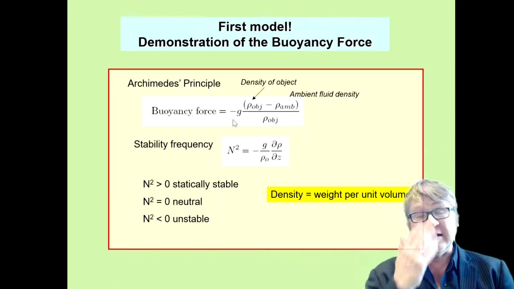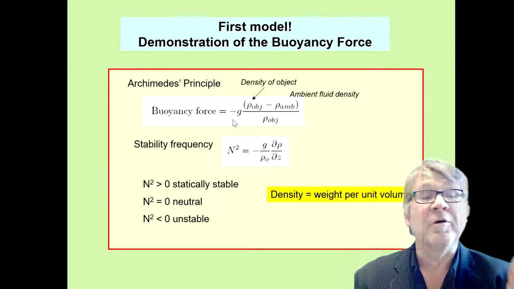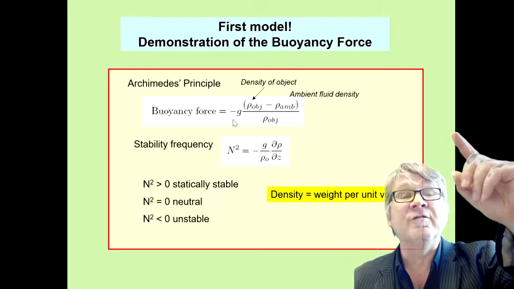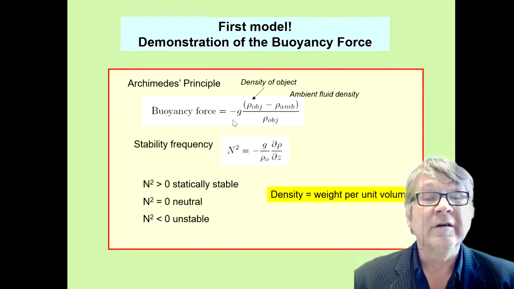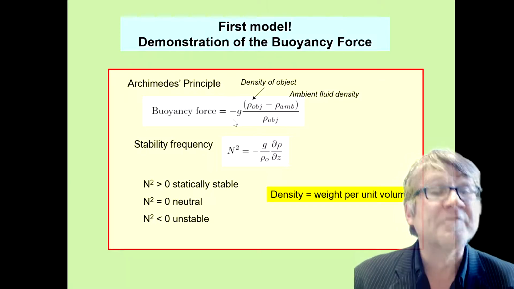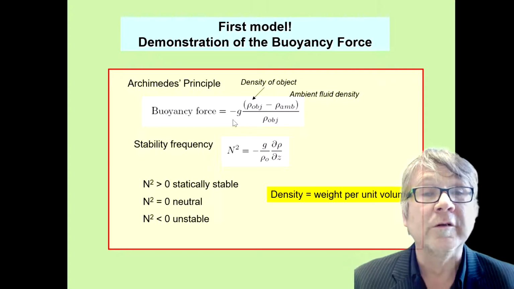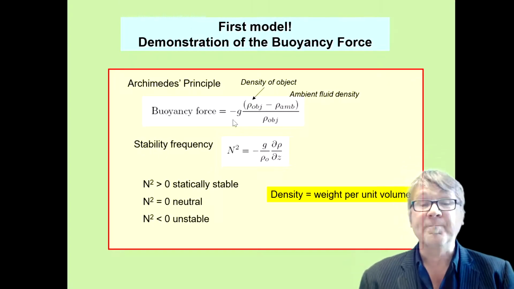The minus sign is there because of our definition of the vertical axis. It points upward, and the buoyancy force, this is in a negative buoyancy, points downward if the object density exceeds the density of your fluid. Okay, so that all makes sense.